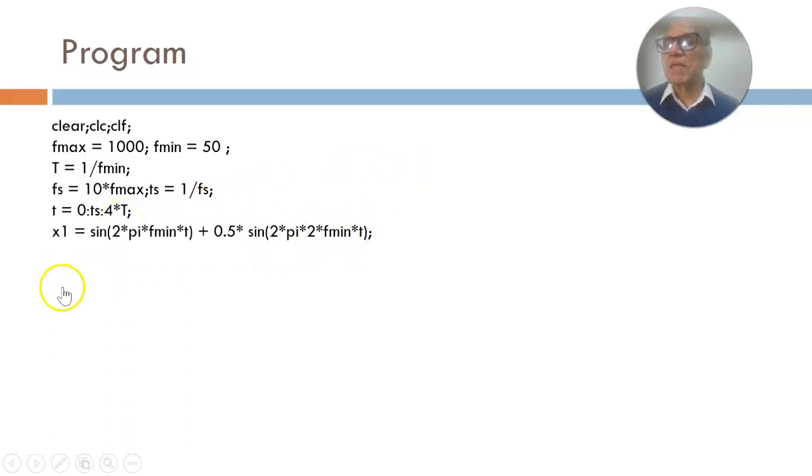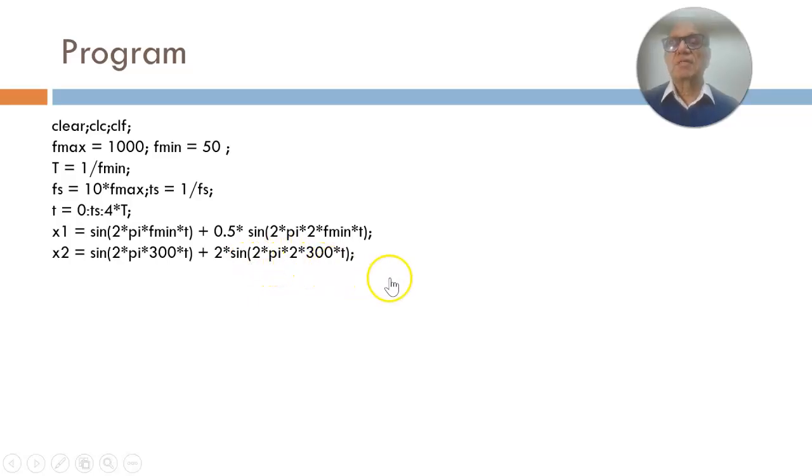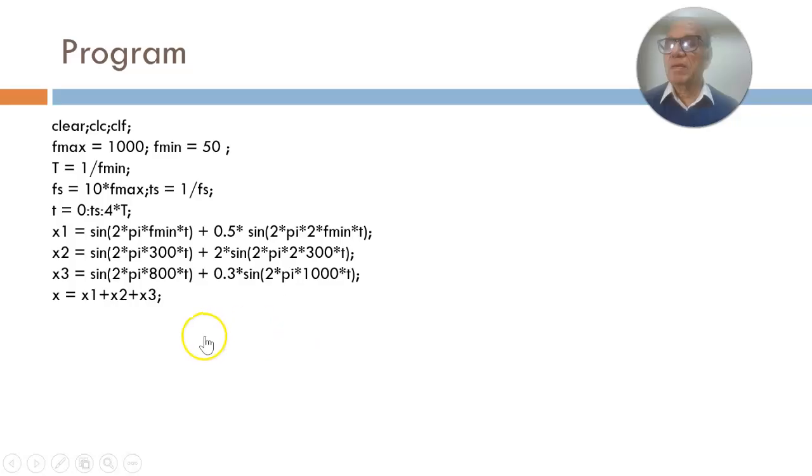Okay. Now we generate x1, so that is the summation of two sine components, one at 50 Hertz and the other at 100 Hertz. So this is 2 times f min. Then x2 is between 300 and 600. So this is x2, straightforward, sine of 2 pi ft plus 2 sine of 2 pi 2 times ft. x3 is between 800 and 1000 Hertz. So you generate x3. And finally you generate x by summing all x1, x2 and x3.